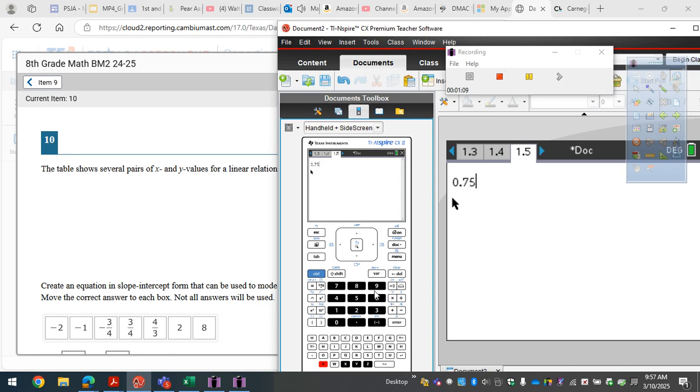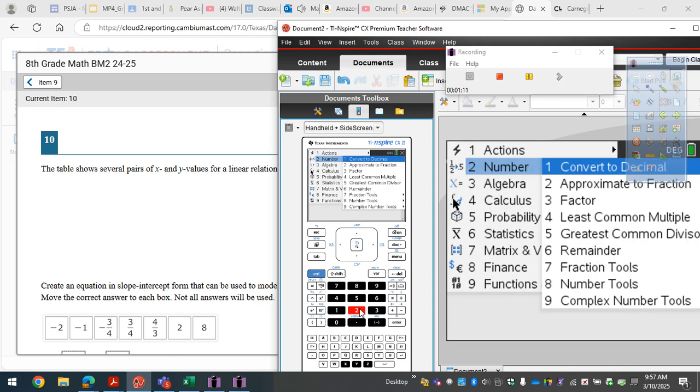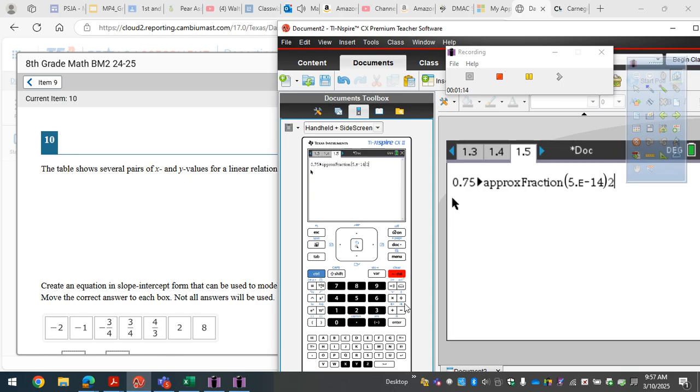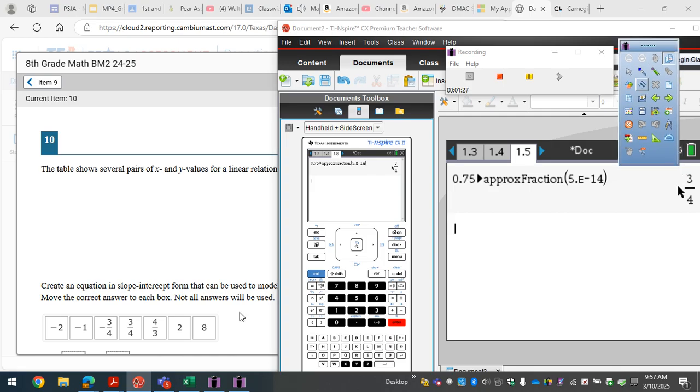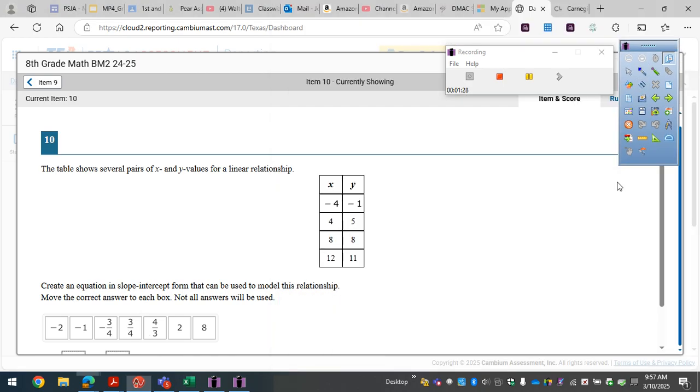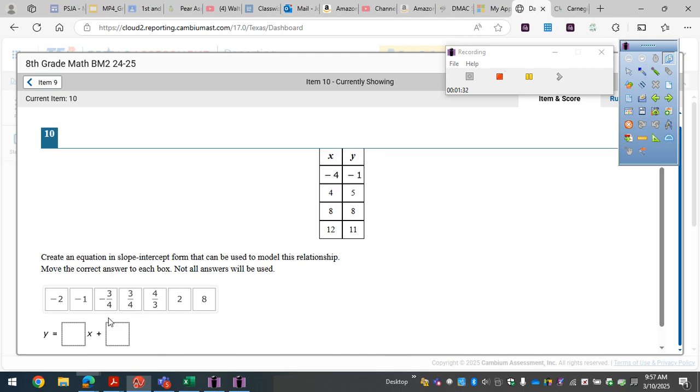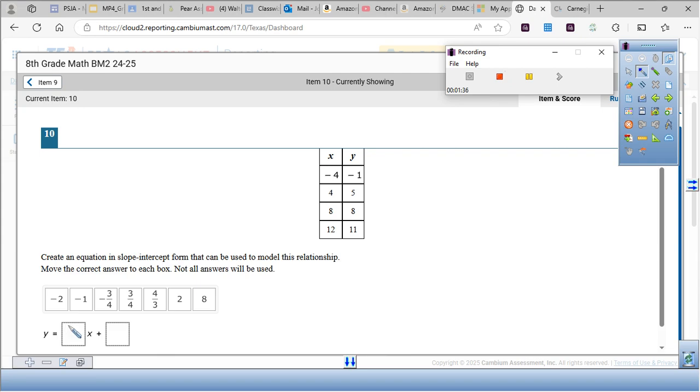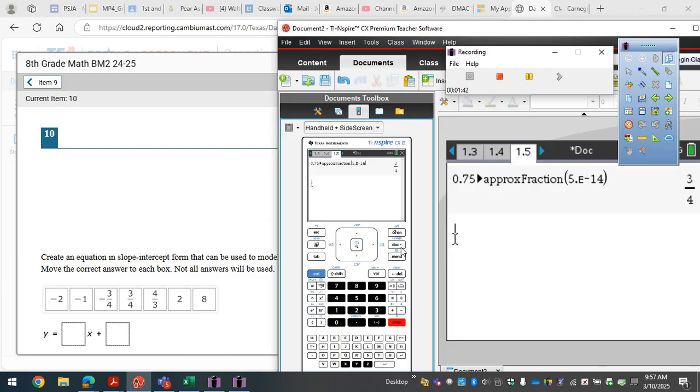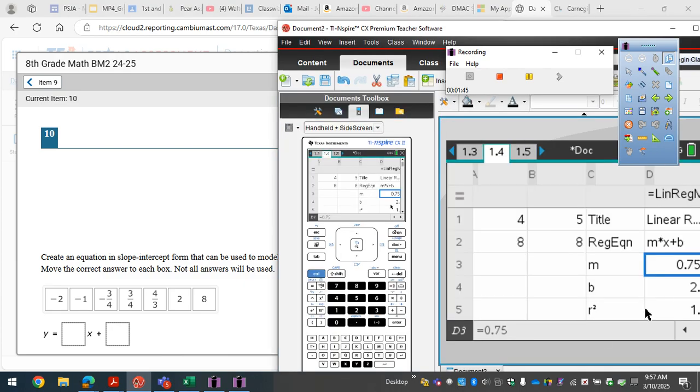I'm going to go to menu 2, 2, enter. Let me see. Oh, I should not have a 2 there. Right there, 3/4. So come out here, and for the answer choice, I'm going to put 3/4 and 2. Then we double check. I forgot, was it positive 2 or negative 2? 3/4 and 2. That's it.